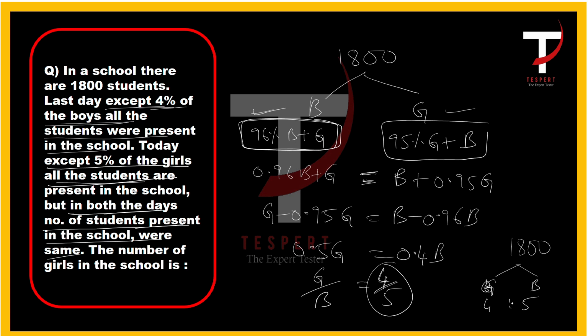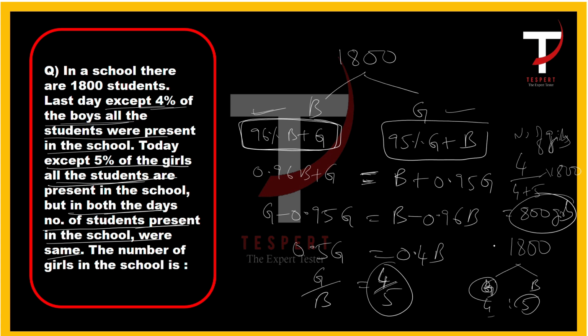So total number of students are 1800, and girls and boys are in the ratio 4:5. So 4 parts of 1800 are girls and 5 parts of 1800 are boys. So just calculate. We want number of girls, right? So 4 by 4 plus 5 into 1800. This is the number of girls. So the number of girls will be 4 by 9 into 1800. That will be equal to 800. 800 girls. So if 800 are girls, then number of boys will be 1800 minus 800. So 1000 are number of boys and 800 are number of girls, right?